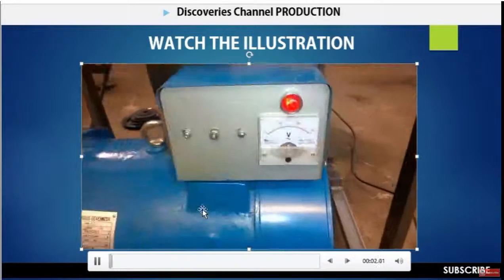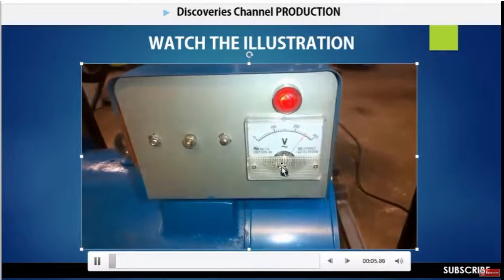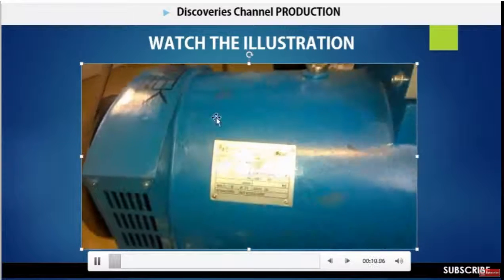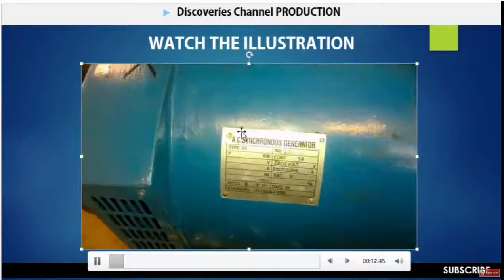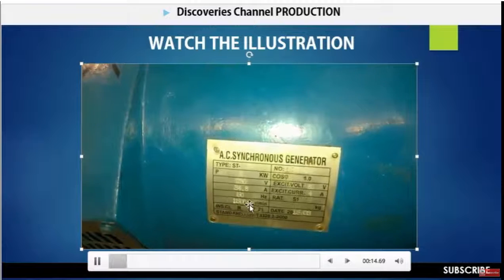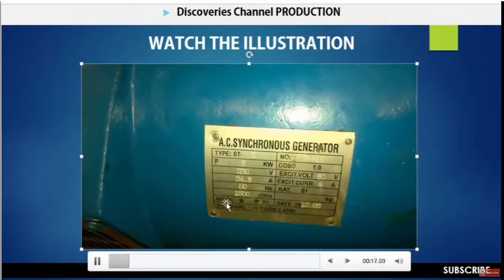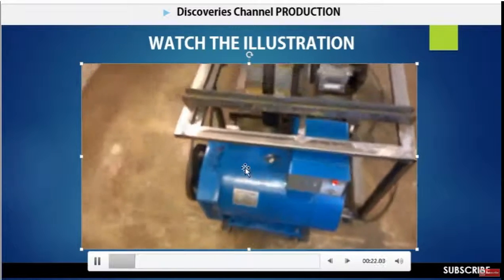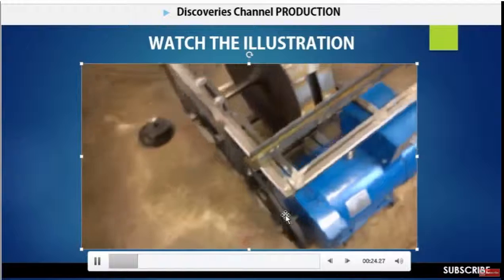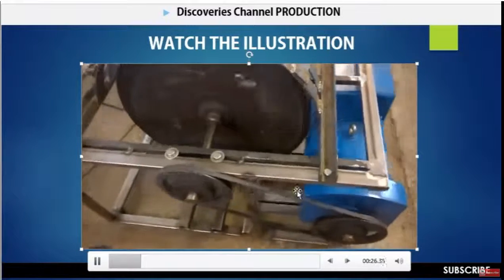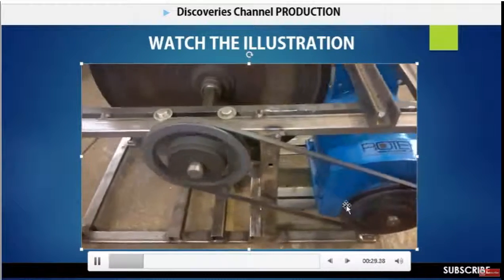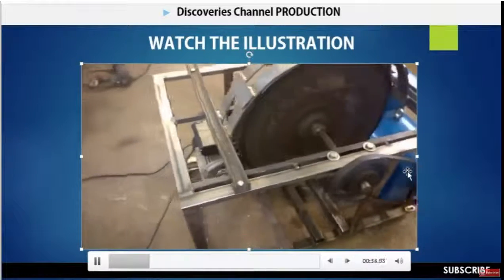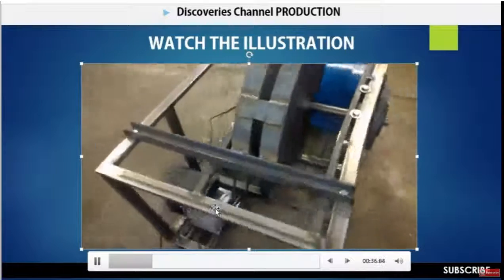Now see it here. This is the meter that shows the level of voltage, and this is the generator. As you can see, the generator RPM is 1400 RPM. Then if you consider it here, you see the belt. This is the belt of the generator that is linked to the flywheel, and the flywheel is linked to the electric motor.